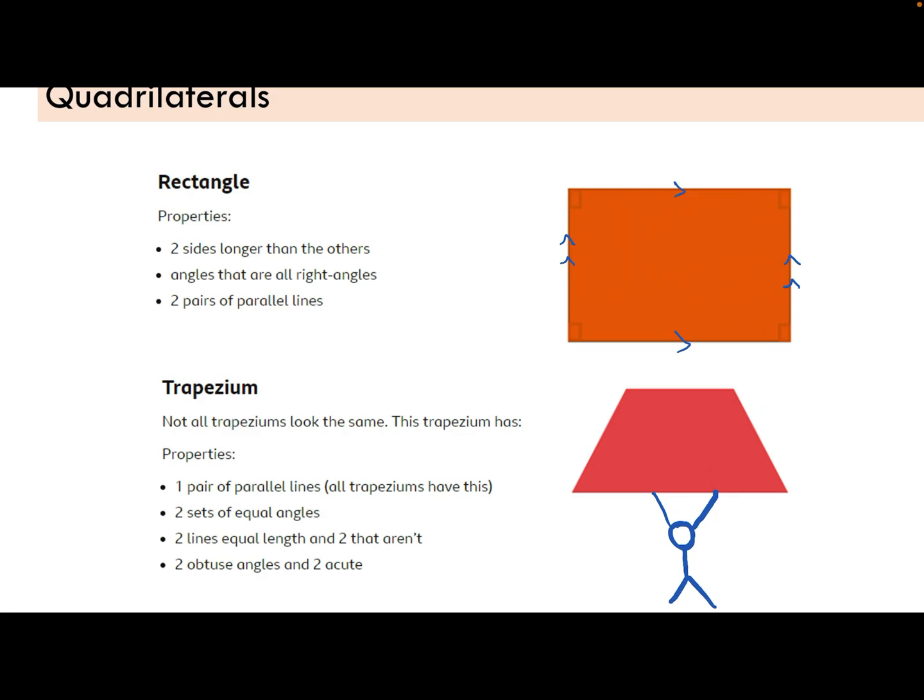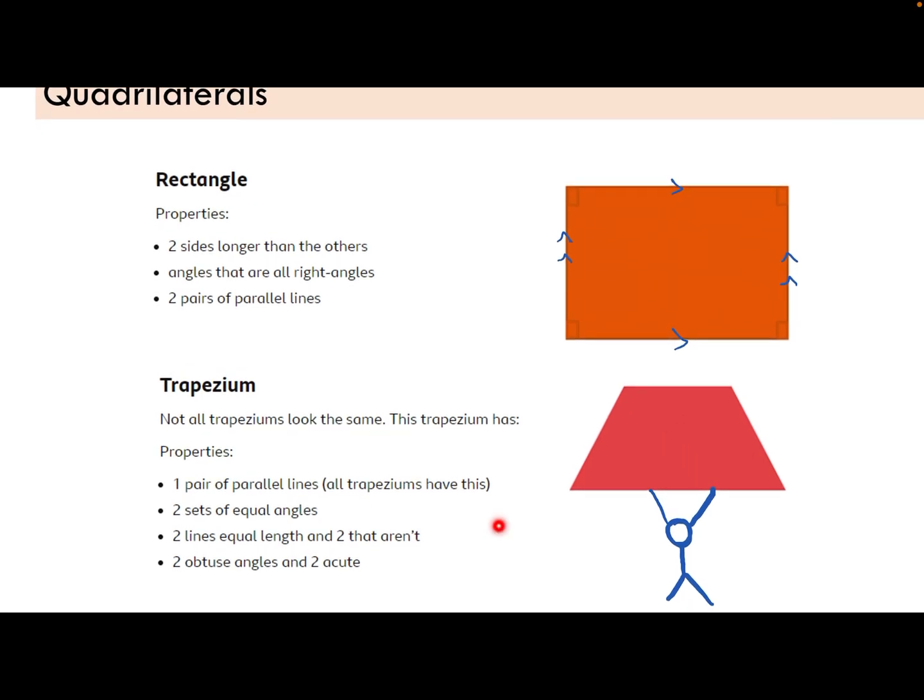So not all trapeziums look the same. This is a basic trapezium. Generally speaking, your trapeziums will be symmetrical down the middle, but not all of them. Like this one isn't symmetrical down the middle. This is at a slightly different angle to here. But it will have one pair of parallel lines, and that will be these. This is not parallel to this because we know that it will meet. It will form like a triangle.